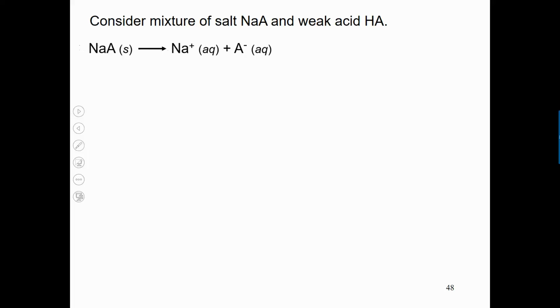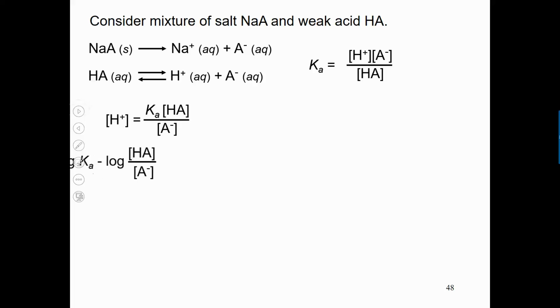All right, so here we have a base, and here's its weak acid. Okay, we have a Ka for it. Now, the Ka for this acid is H plus times A minus over HA. Now, if I solve for H plus, it equals the Ka times HA divided by A minus. Okay.